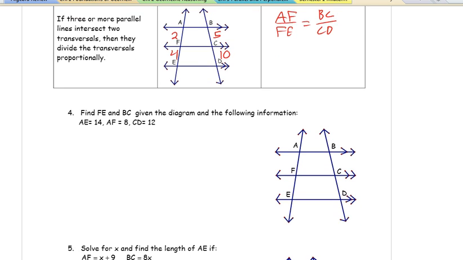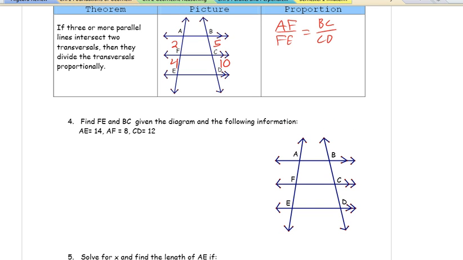So look at some examples. I'll leave that there for you guys to look back to. Find FE and BC given the diagram and the following information. AE, the whole thing from here to here, is 14. AF is 8. CD is 12. We want to find FE and we want to find BC. Alright, find FE, pretty much a no-brainer. If the whole thing's 14, that's 8. 14 minus 8 is 6.